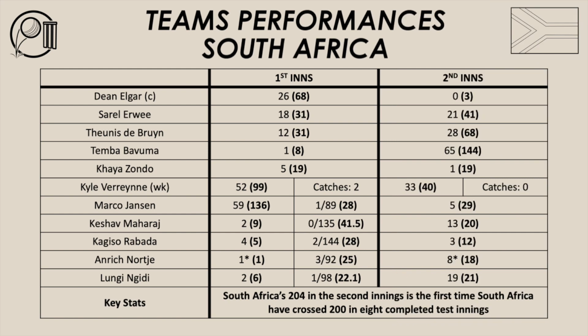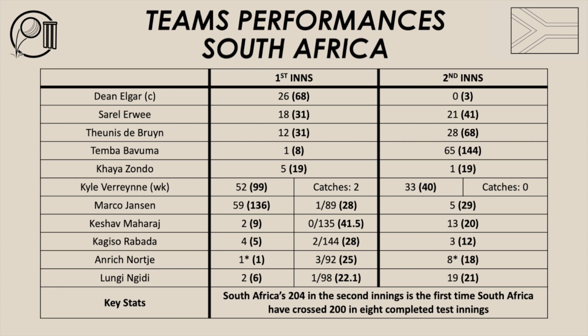Let's have a look at South Africa's team performance with both bat and ball in this second Test at the MCG. We'll start with their batters. Elgar, 26 off 0. Erwee, 18 off 21. De Bruyn, 12 off 28. Bavuma, 1 off 65. Zondo, 5 off 1. Verreynne, 52 off 33. And Jansen, 59 off 5. That's how the South African batters went about their business in this second Test of the series at the MCG against Australia.